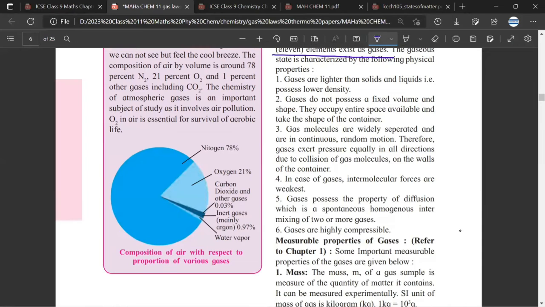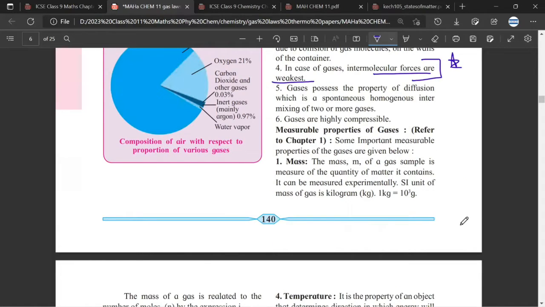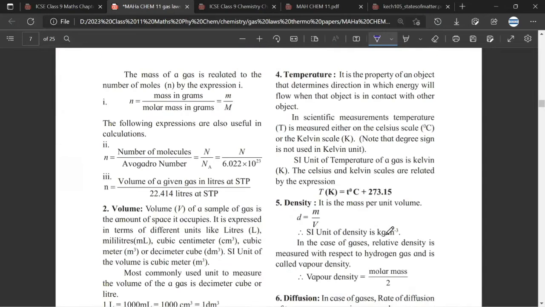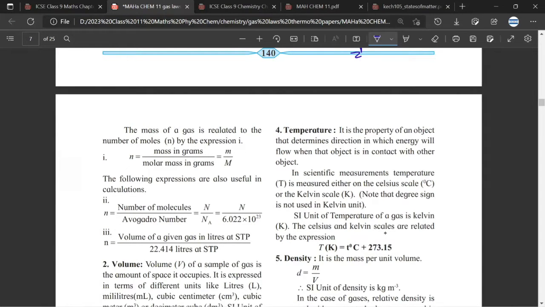Another thing that we'll have to, of course, study in detail: the intermolecular forces between the gases are the weakest. Any doubt about this? No. Okay. I'll just give you a brief introduction. So we understand that the mass is measured in kg. This is the MKS unit of mass. We have already done stoichiometry. We will be using this again and again. I will just spend 5 minutes to explain this to you.